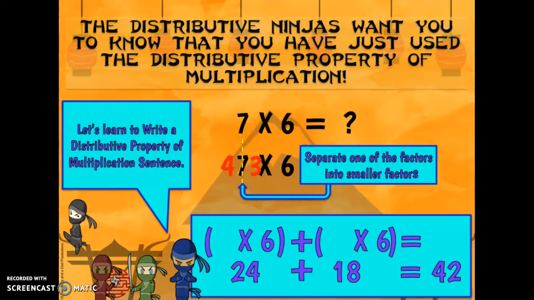Now, for me, I see that 7 as 5 and 2 because I love to multiply by 5s and 2s. But again, it doesn't matter as long as you're breaking it up and still using the same amount when you put them back together. So 4 plus 3 equals 7. It's still going to give you that same answer.